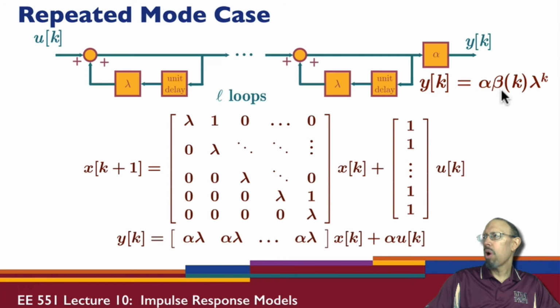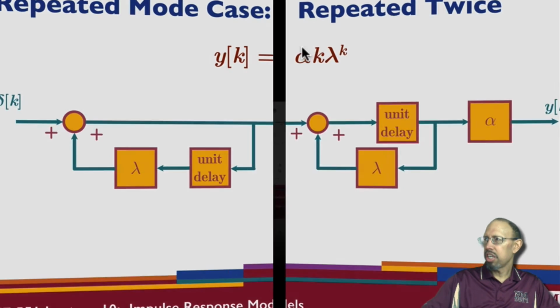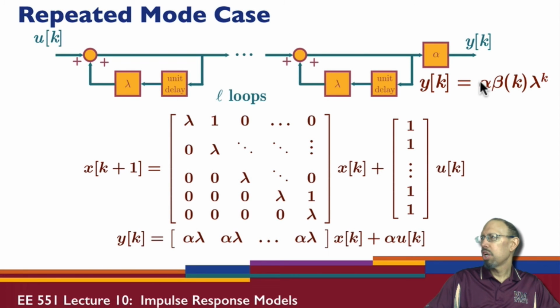And the output y is going to be alpha times some function of k times lambda to the k. If you recall, in the earlier case, I don't have identical loops. These two loops are not identical. And so that gave me a nice simple form. In the case when you use all identical loops, instead of k, you'll get some function of k coming out.